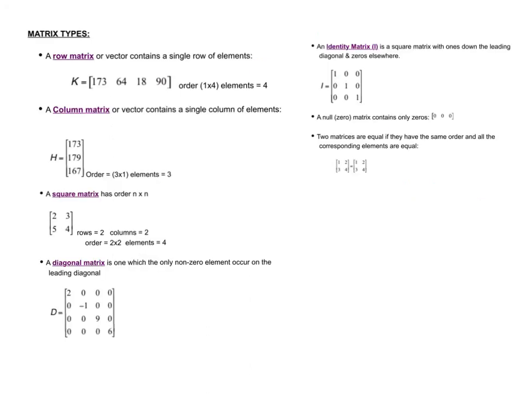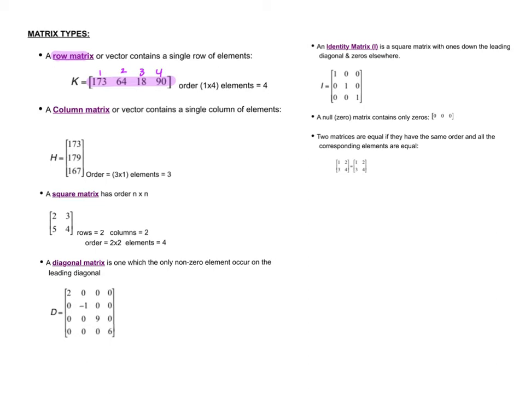We have now got matrix. We know what a matrix is. Now we have different types of matrices. So we call it a row matrix when it only has one row. So can you see here, this matrix K, it's just one row. So sometimes they ask you to put this data into a row matrix, and you can see that the order is a 1 by 4 because it's one row and there's 4 columns.